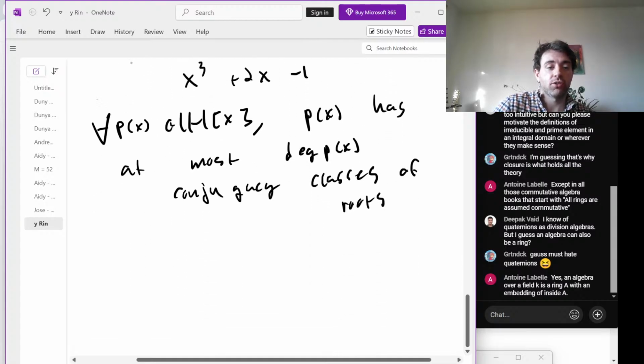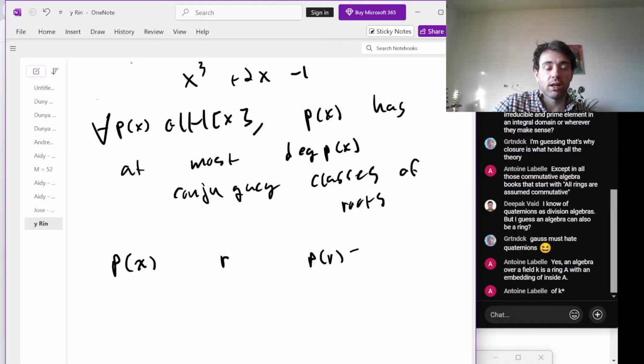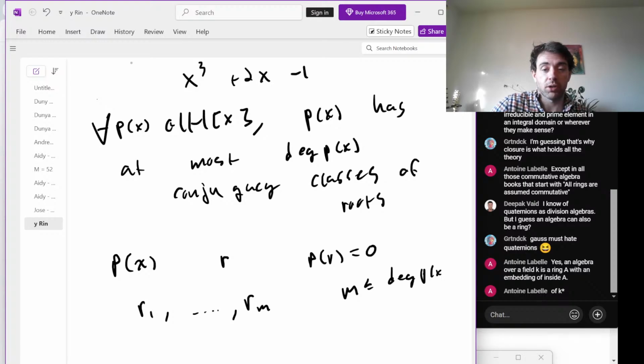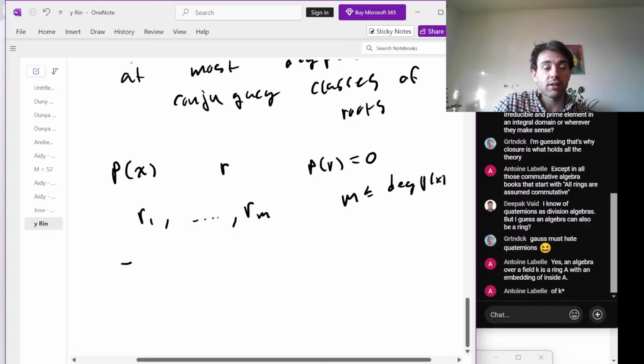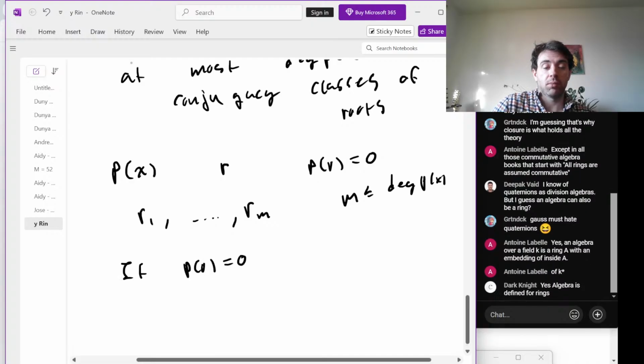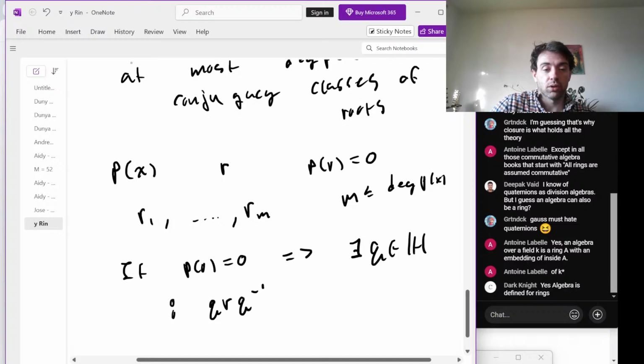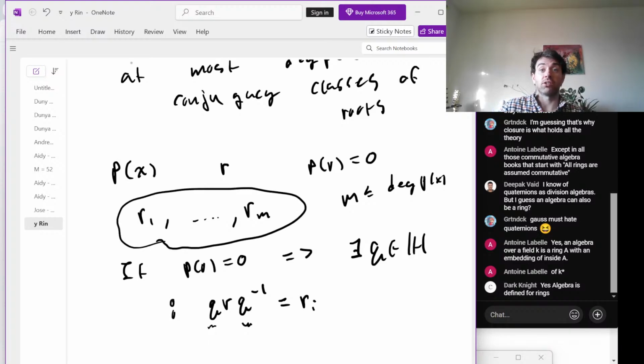What I mean is, if you find a root, there could be infinitely many distinct elements of the quaternions that make this polynomial equal to 0. However, you can find finitely many, at most m, where m is at most the degree of the polynomial, quaternions such that if some quaternion makes your polynomial equal to 0, then there exists some other quaternion such that if you conjugate, so that means multiply on the left by the element and multiply on the right by its inverse, it will be equal to one of these finitely many things. So that's crazy. I love it.